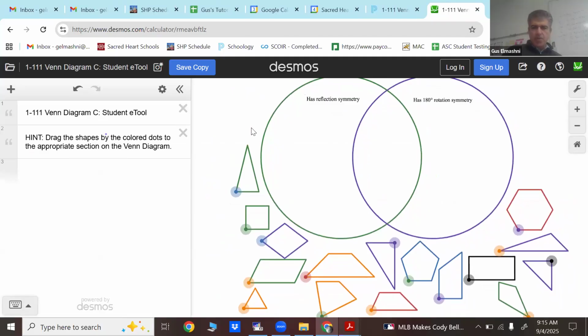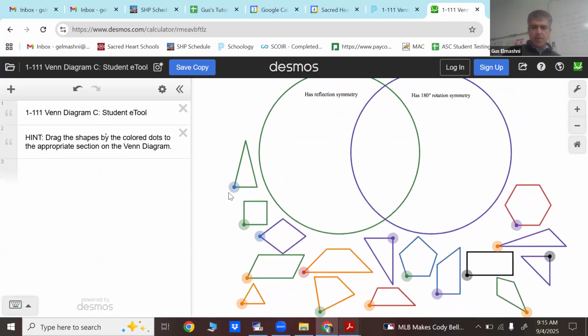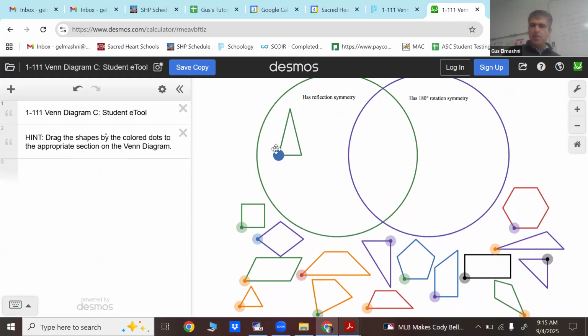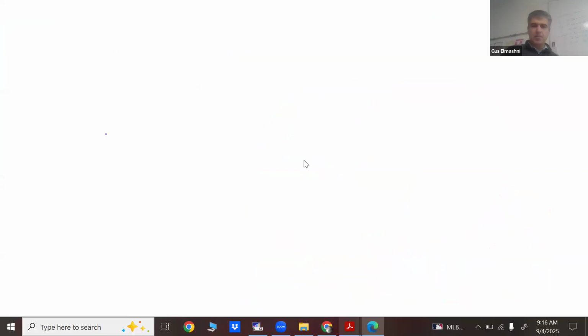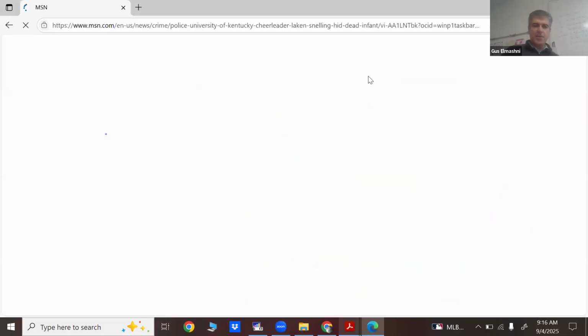So reflection, symmetry, and 180. I probably put this one here. Would you guys agree? Yeah. Probably square would have both. Yeah, rhombus probably would have both, I'd say. Yeah. Okay. How about the pentagon? Okay, probably just here.